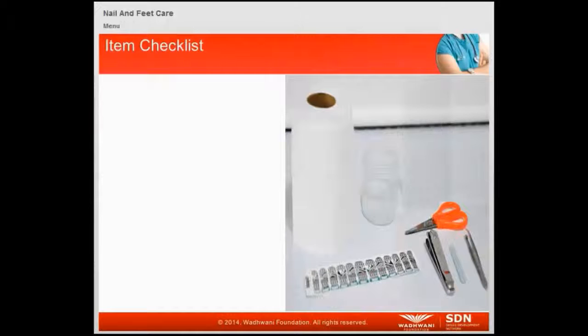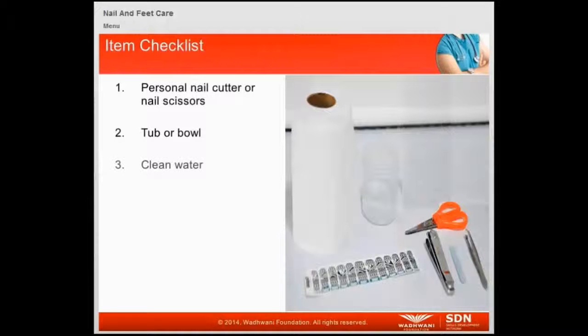The following items are needed for nails and feet care of the patient. 1. Personal nail cutter or nail scissors. 2. Tub or bowl. 3. Clean water. 4. Brush. 5. Soap. 6. Towels or tissue.